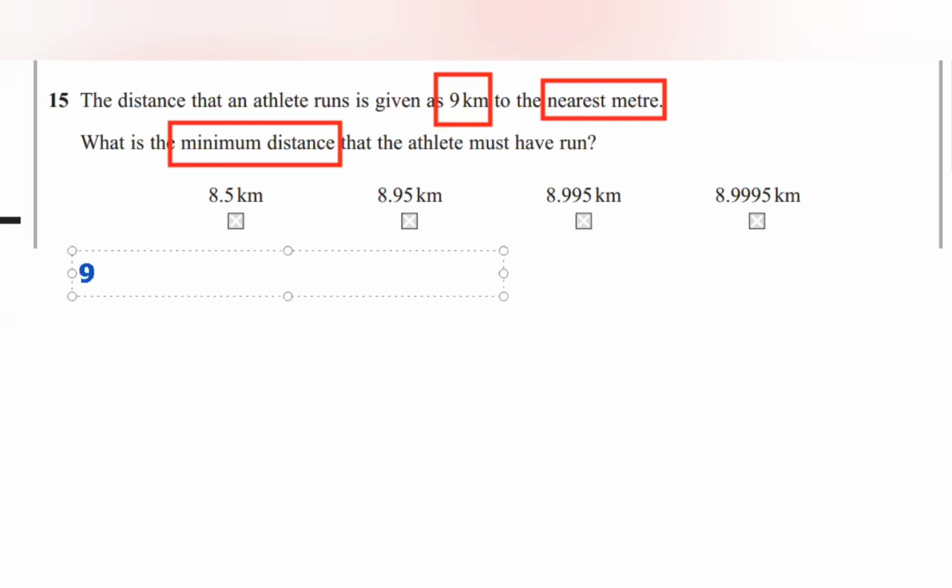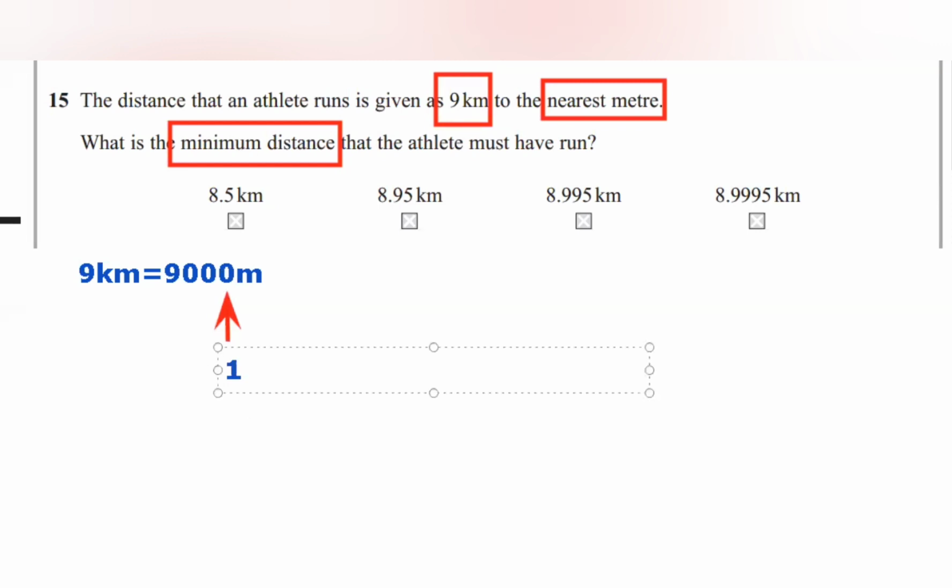So 9 kilometers first equals what? How many meters? 1 kilometer equals 1,000 meters. So 9 kilometers, 9,000 meters. Good job. So this is the first step. We make it meters. Now we need it to the nearest meter. Where's the nearest meter here? Very good. It's here. This is the meter. Now we put 1 under it because it's only nearest meter. Not nearest 10 meters, it's nearest meter.